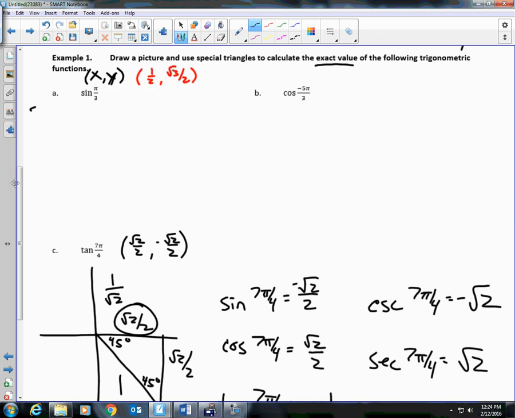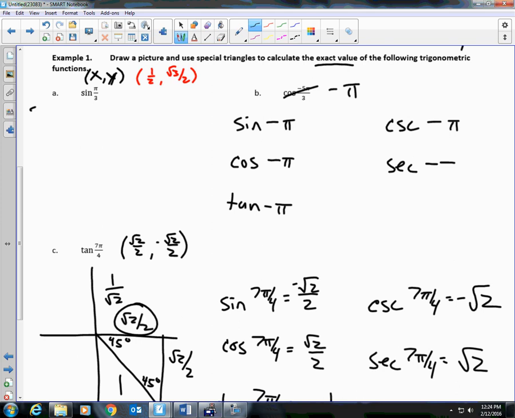Last one. Want to see an easy one? Okay, we're going to do negative pi. So we're going to have sine of negative pi, cosine of negative pi, tangent of negative pi, cosecant of negative pi, secant of negative pi, and cotangent of negative pi.